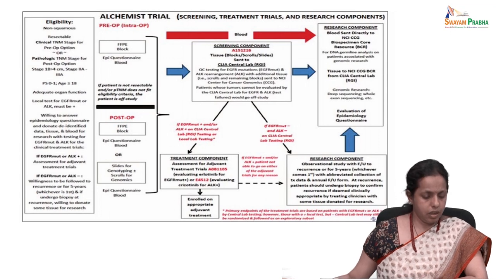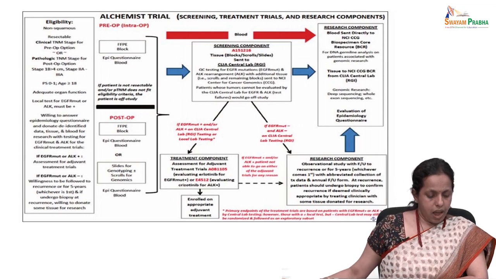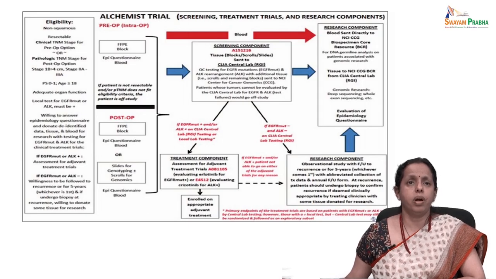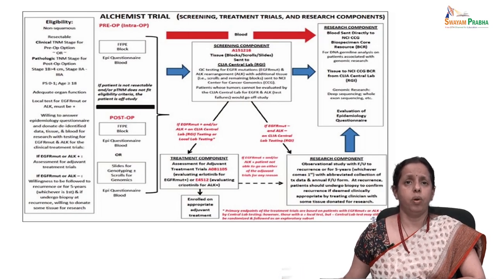If EGFR or ALK positive, assessment for adjuvant treatment trials. If EGFR or ALK negative, willingness to be followed for recurrence for 5 years, they should be part of the study; the follow-up has to be there. This is the workflow, how it goes. This typically explains how drug discovery trials go on.